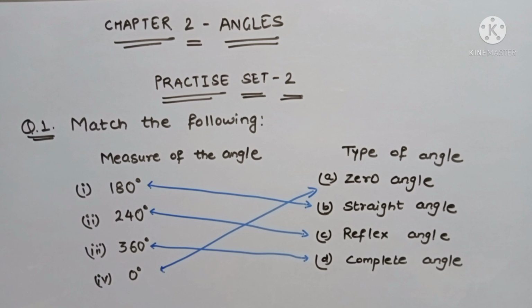Third one is 360 degree. It is a complete angle, meaning it is a total circle. When you draw a circle, it is a complete angle, which is 360 degree. And the last one is 0 degree. 0 degree is a zero angle. So these are the answers of question number 1.